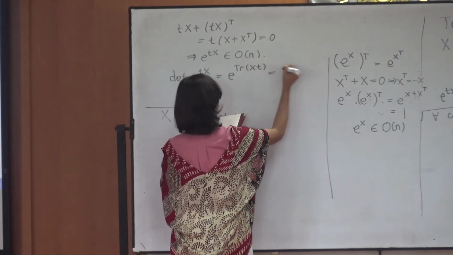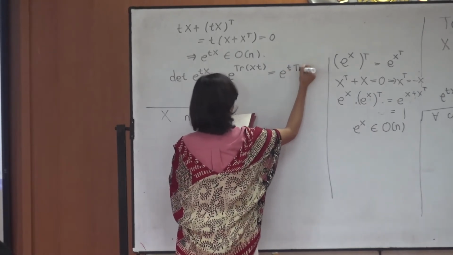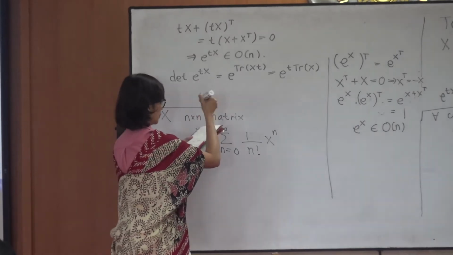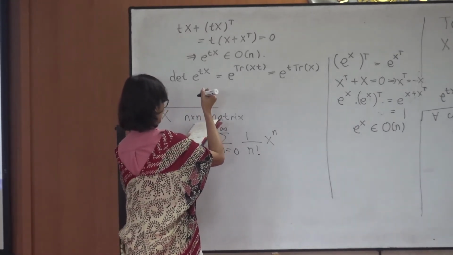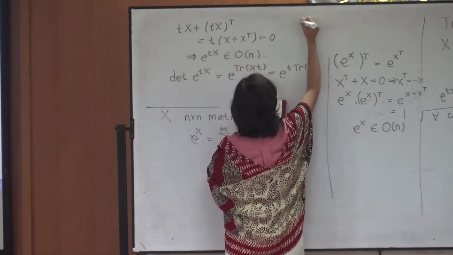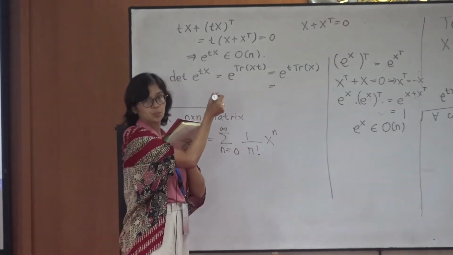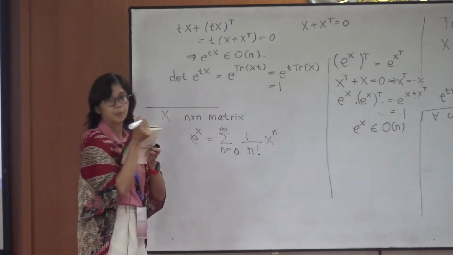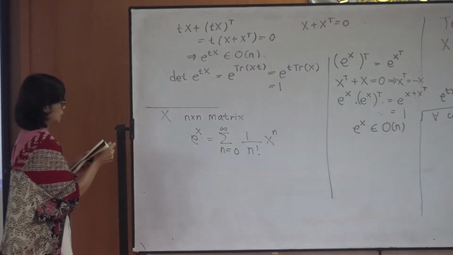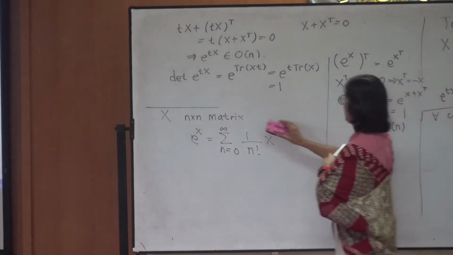And the trace of the matrix tX is the same as t times the trace of X. Because of this property, we get that the trace of X is 0, so the determinant here is 1. So e^{tX} is in SO(N).